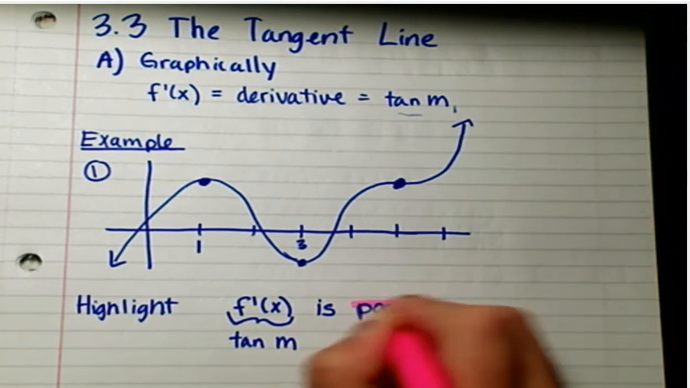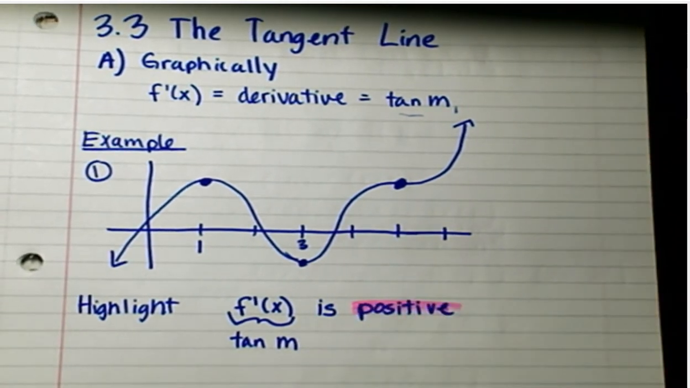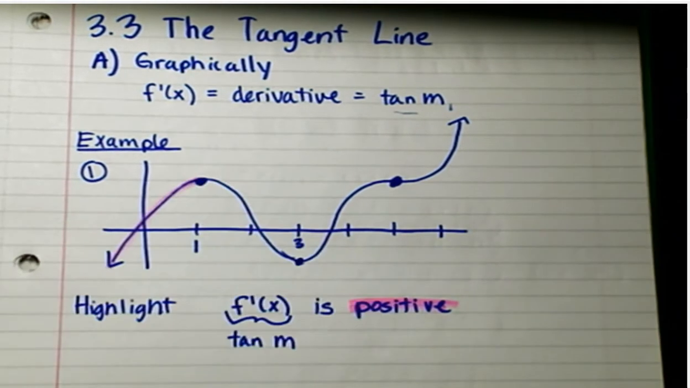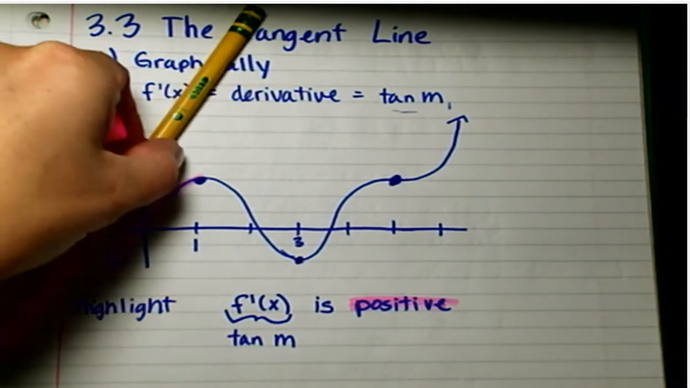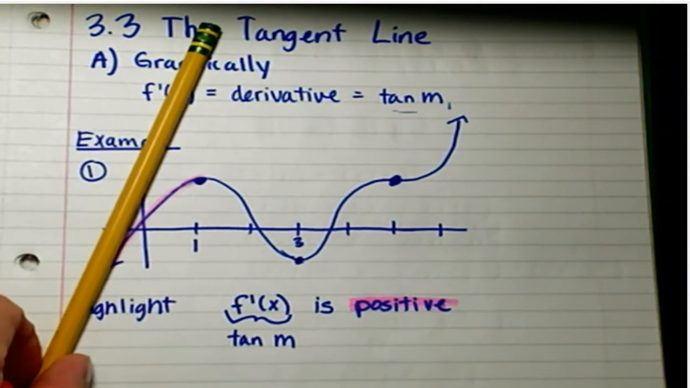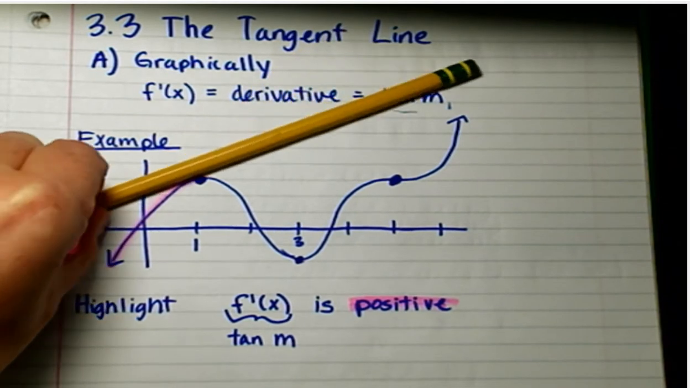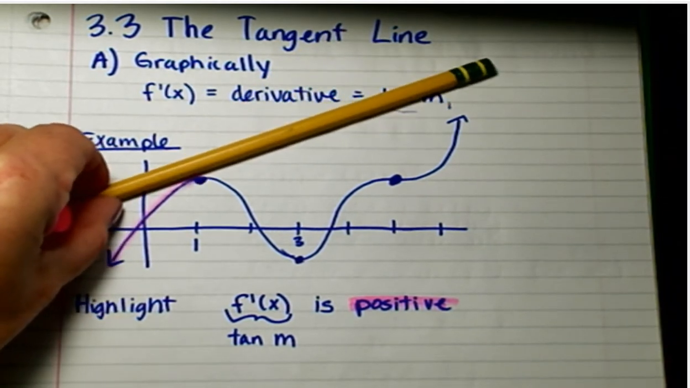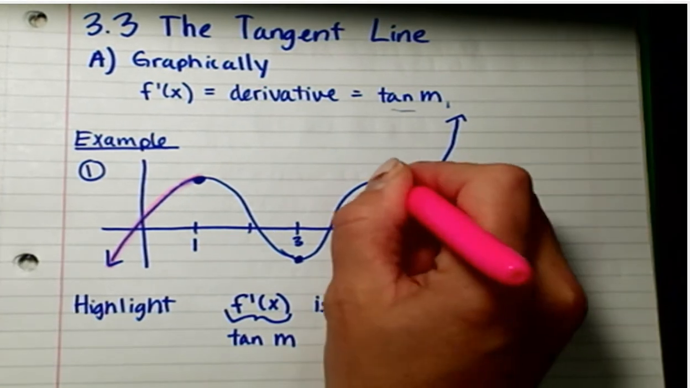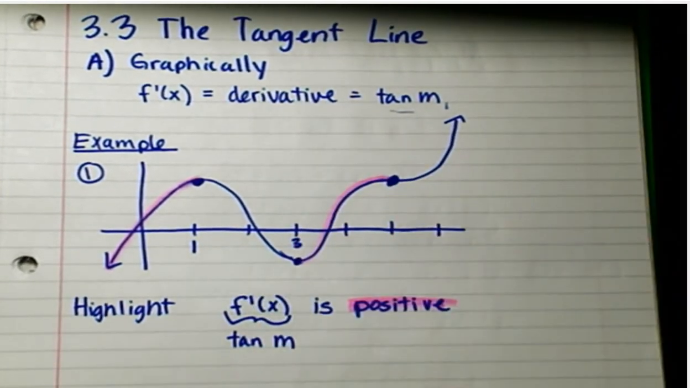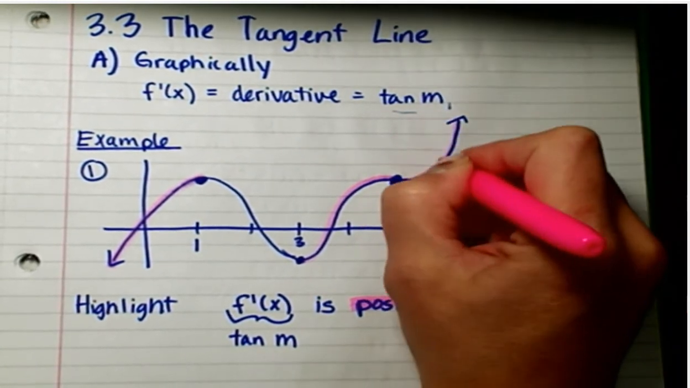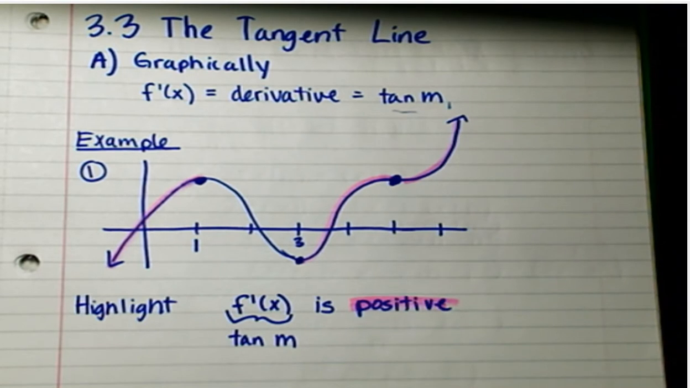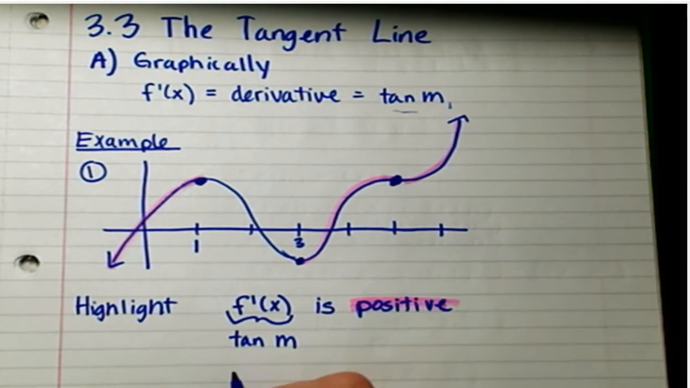I'm going to do this one pink. Everywhere here, the tangent line has a positive slope. Some places steeper than others. Not very steep up here, but it's still positive. And here. And here. Increasing positive slope. Okay, next description.